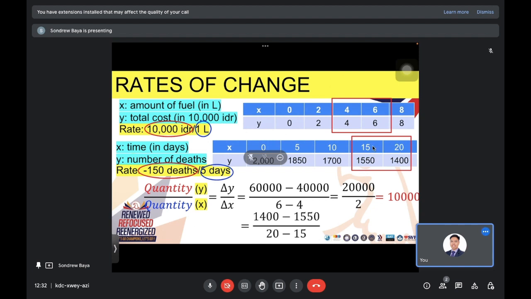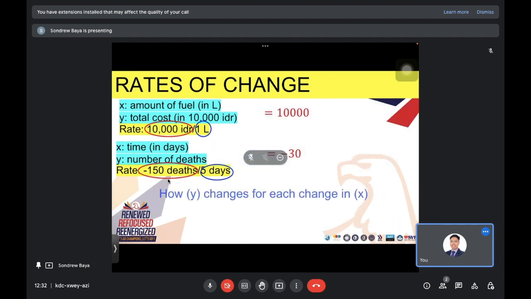So we know how long it took from 15 days to 20 days. All right? So simplifying it, we get negative 150 over 5. So we have a negative here because this is a decrease from the current to the previous. And thus we get negative 30. Okay? You might be asking, why is this negative 30? Here it's negative 150.